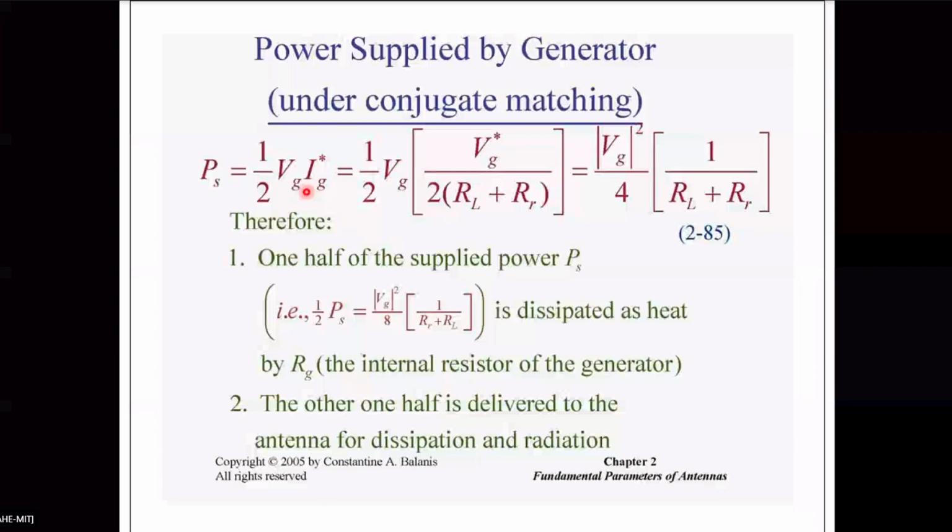Real power is actually half into the real part of VG IG square, like how we had half the real part of E cross H star. The real part of the power supplied will be half into the real part of VG IG square, since under conjugate matching the phases of IG and VG are the same. So this will be this much and this will be this much. Can you understand this equation?